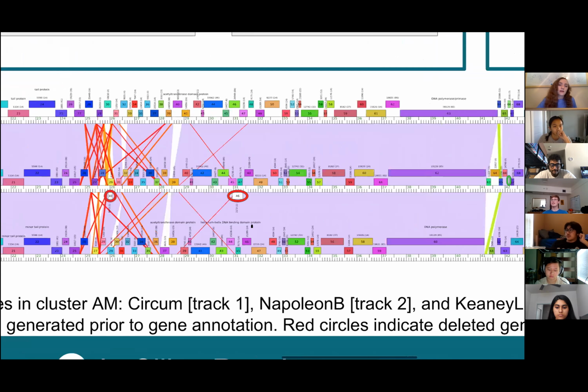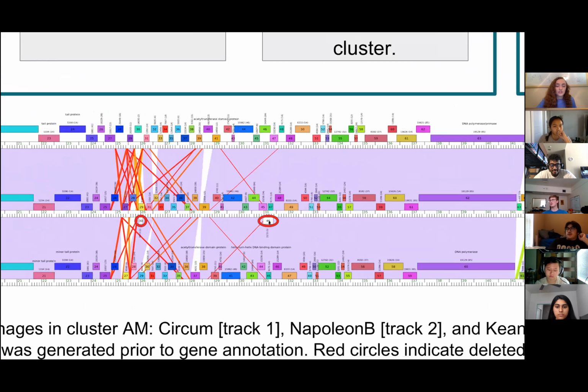We were also able to determine genes that were incorrectly assumed by the computer program. For example, gene 30 and gene 46, both these genes, since they're on this other side, are reverse genes. All these other genes on top are forward genes.